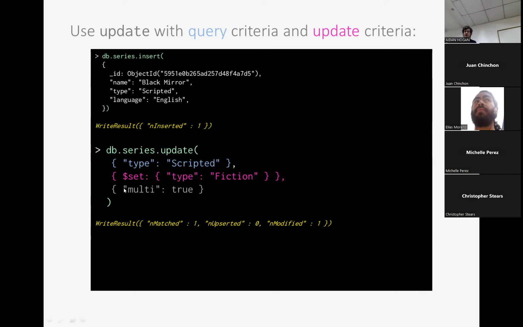Another thing to mention is multi-true. By default, and I disagree with this design of MongoDB as well, if you don't have multi-true, it will just update the first document that it matches with the selection criteria. So if you really want to update all of the documents that match the selection criterion, you need to specify multi-true, and then it will update all of the documents in the collection that match the selection.